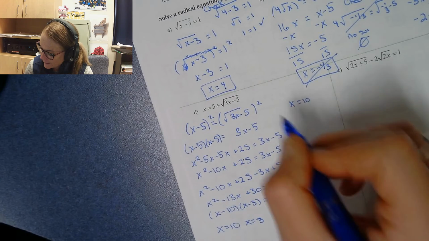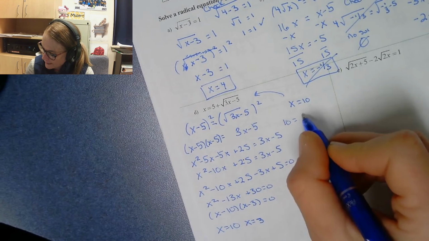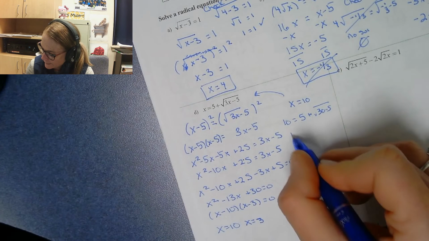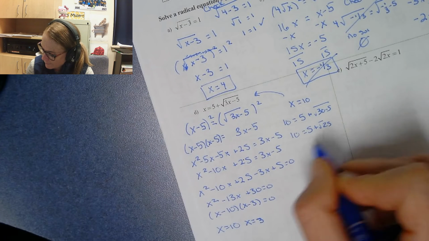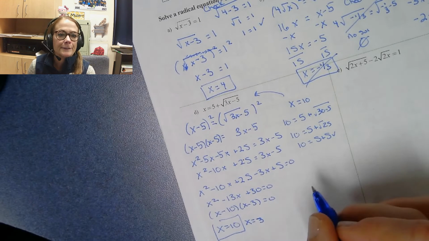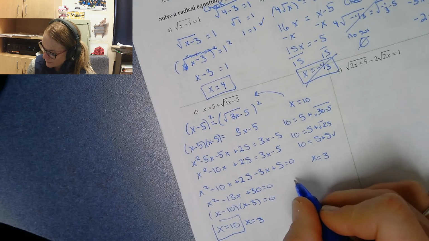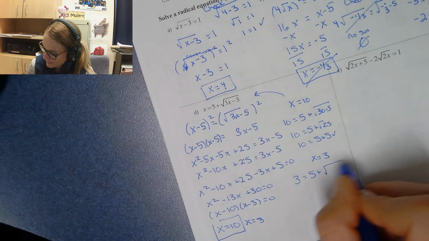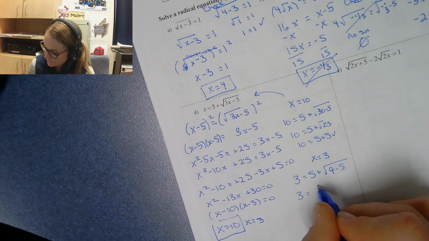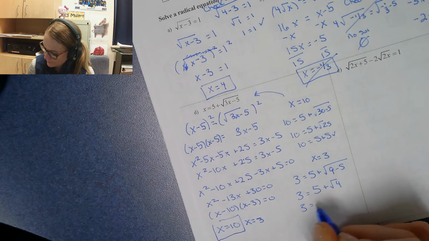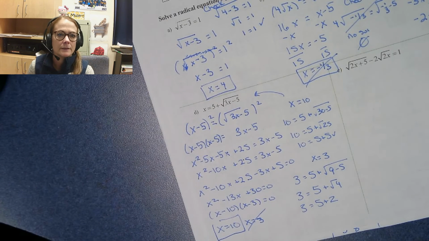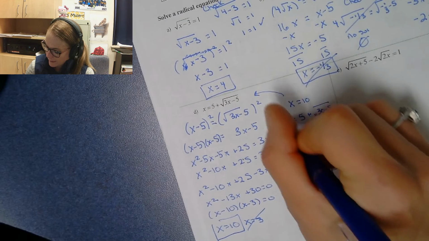x equal to 10. Let's check it in the original. Is 10 equal to 5 plus, just throw a 10 in there, 30 minus 5? Is 10 equal to 5 plus root 25? Is 10 equal to 5 plus 5? You bet. So 10 is golden. Next one, x equal to 3. Is 3 equal to 5 plus, 3 times 3 is 9, minus 5, root 4? Is 3 equal to 5 plus 2? No way. So that's out. You got to check. It's mandatory. Have to check, and you just check up in that original.